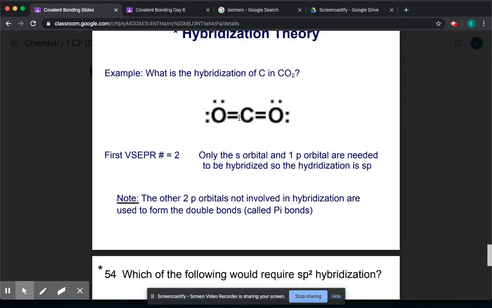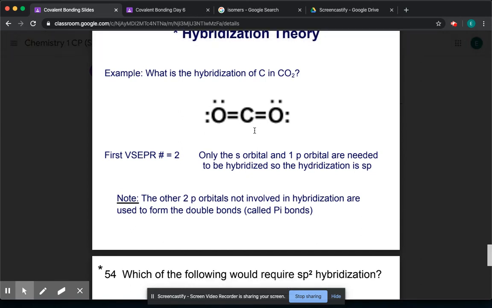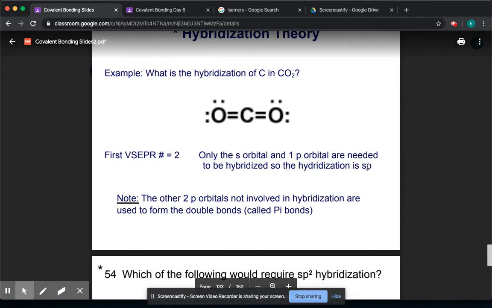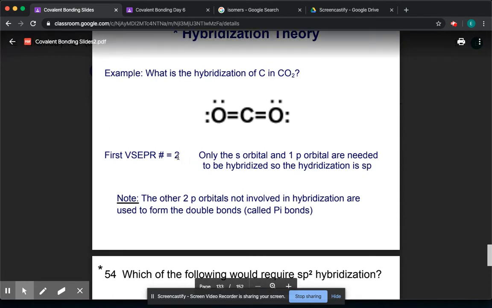When you get into double bonds, remember double bonds count as 1. So this is 1 domain, this is 2 domains. So 2 would be just sp. Okay, so you're always going to need the s. The s covers 1. When you have 2, that means you need 1 p. When you have 3, you need 2 p's. When you have 4, you need 3 p's.